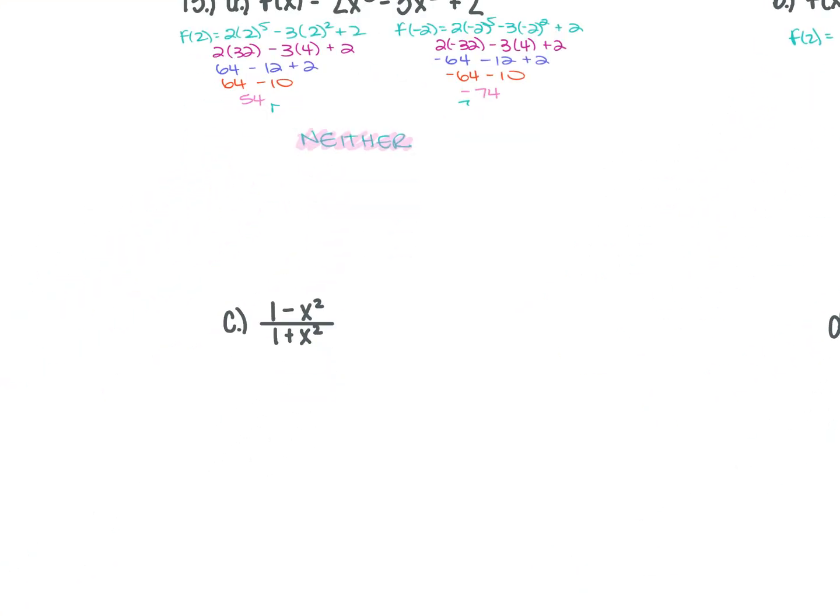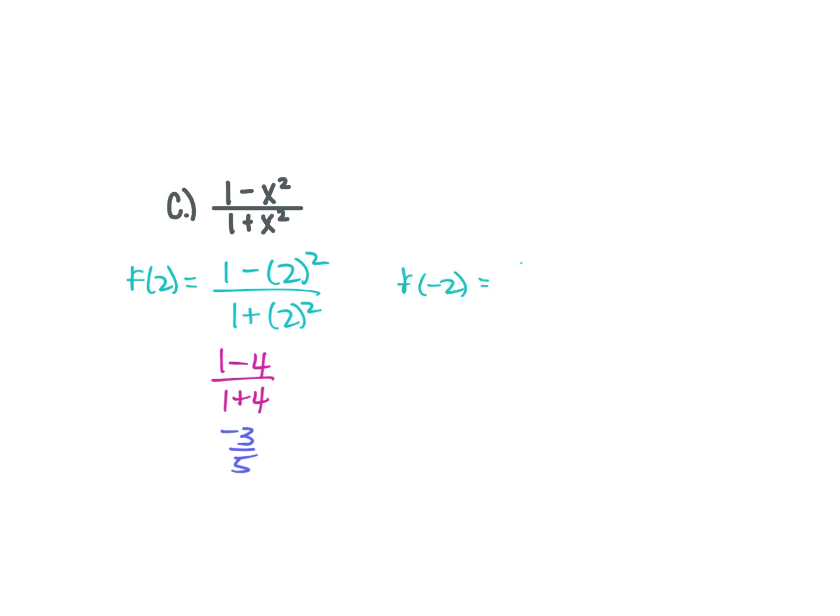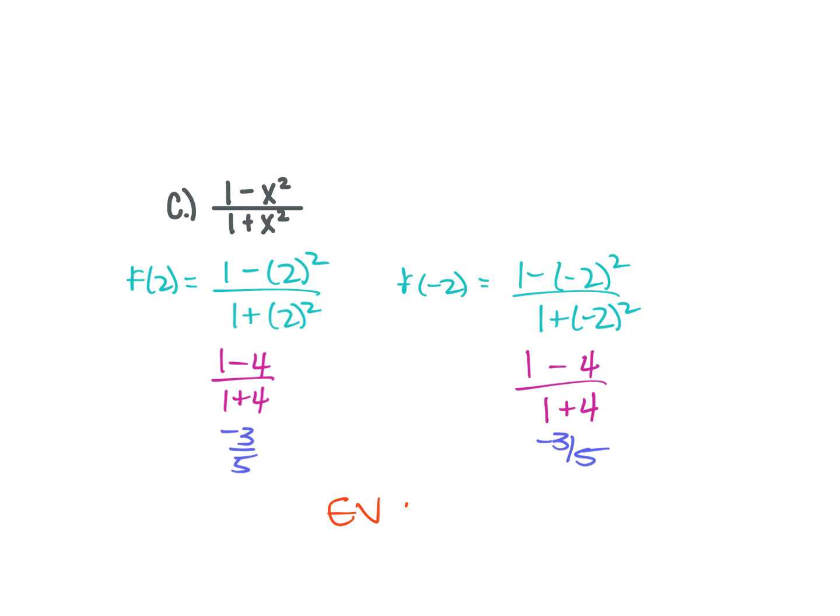For example C, same thing, we're doing f of 2 and f of negative 2. For f of 2, that's going to give us 1 minus 2 squared over 1 plus 2 squared. So the 2 squared is 4, so it's 1 minus 4 over 1 plus 4, which gives us negative 3 over 5. For f of negative 2, we're going to have 1 minus negative 2 squared over 1 plus negative 2 squared. So we're going to have 1 minus 4 over 1 plus 4, which again is negative 3 over 5. These two are the same, so since they're the same, these are even.